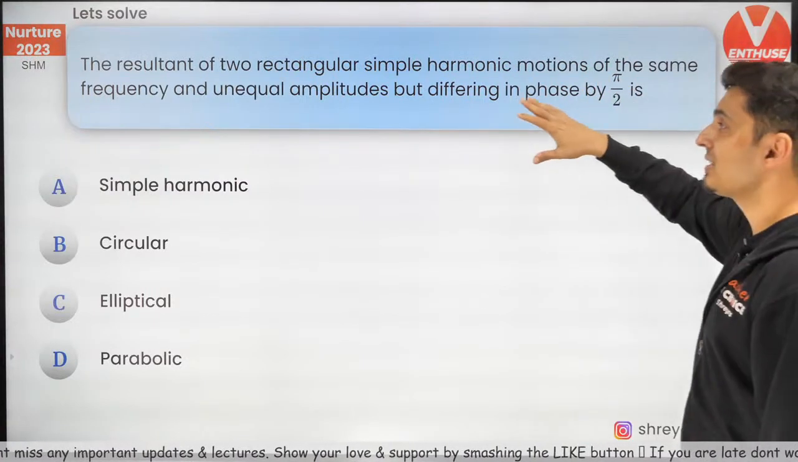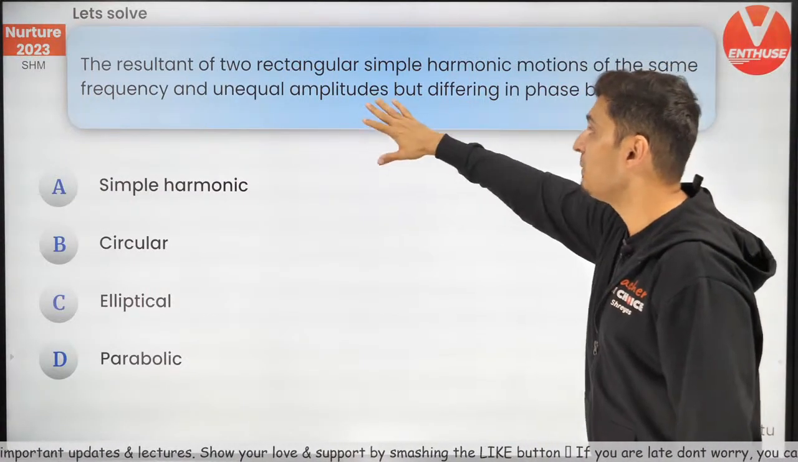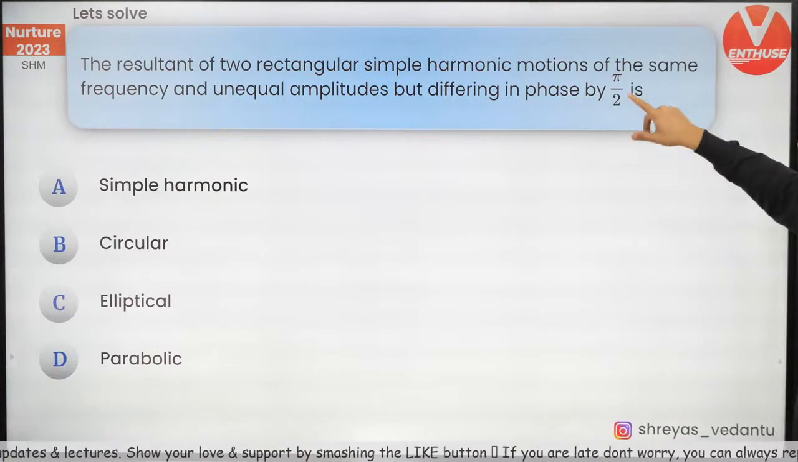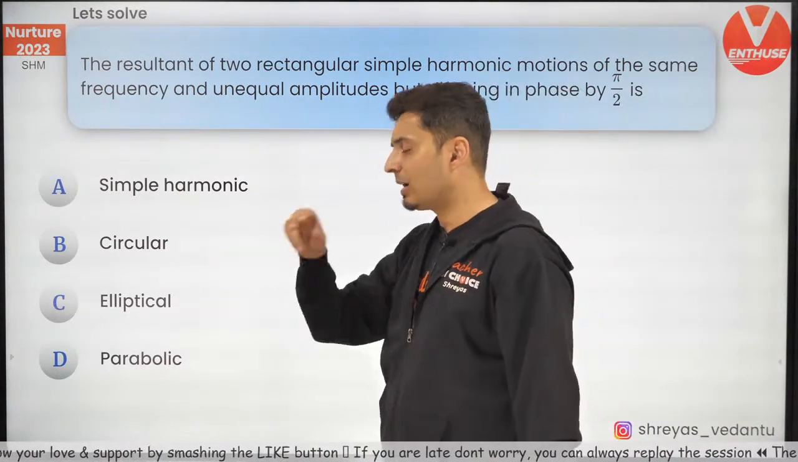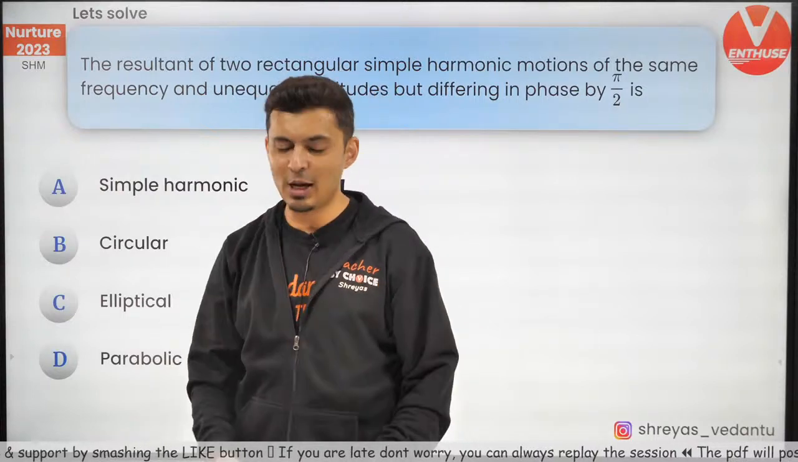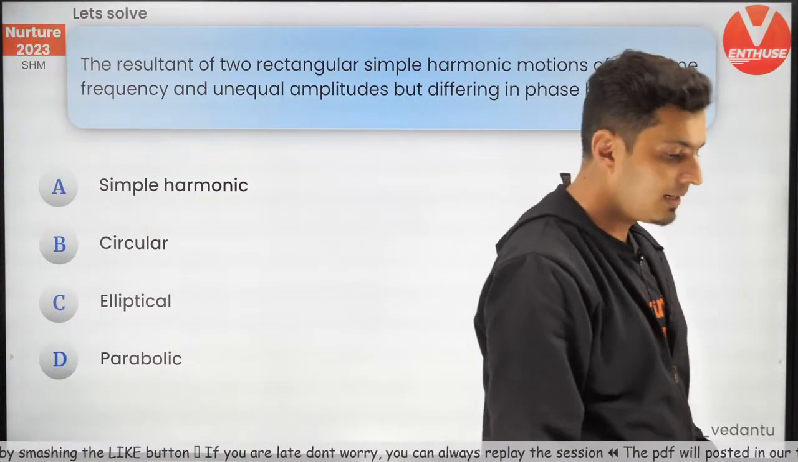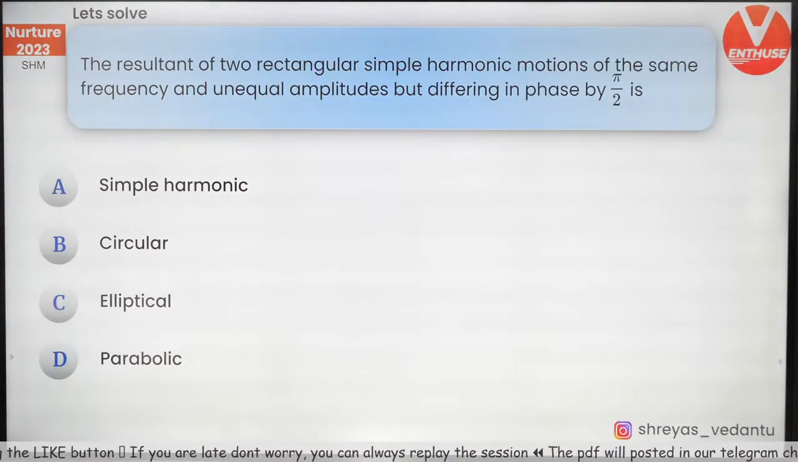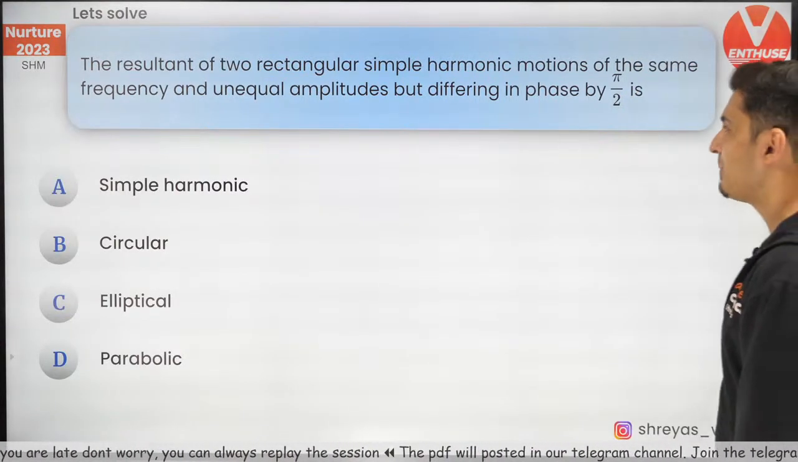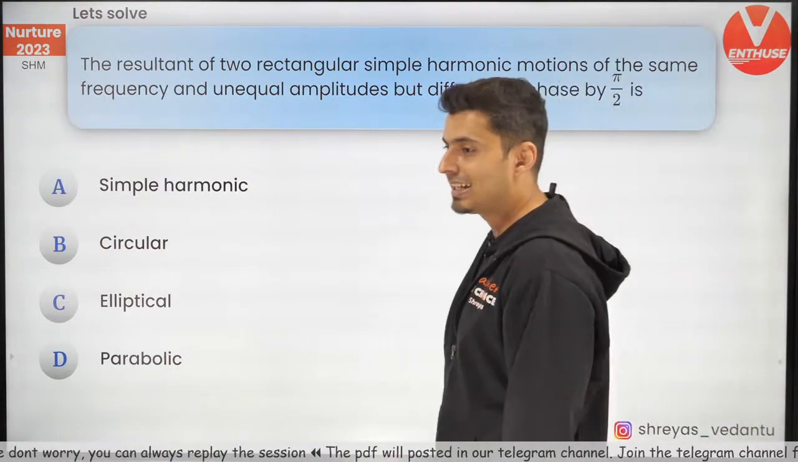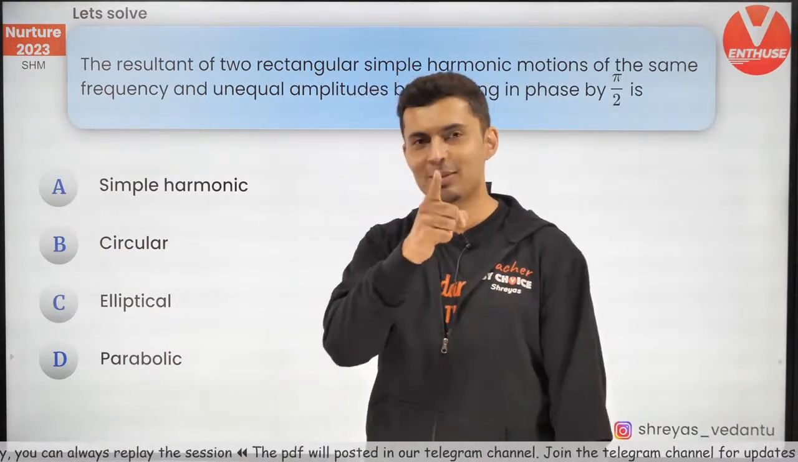Simple harmonic motions of the same frequency but different amplitudes, differing in phase by pi by 2 radians, is the resultant SHM, circular, elliptical or parabolic? Come on, let's see how many of you can get this question correctly. Come on my warriors, let's see. The resultant of two rectangular SHMs of the same frequency, unequal amplitudes but differing in phase by 90 degrees will be... Now this is very easy.